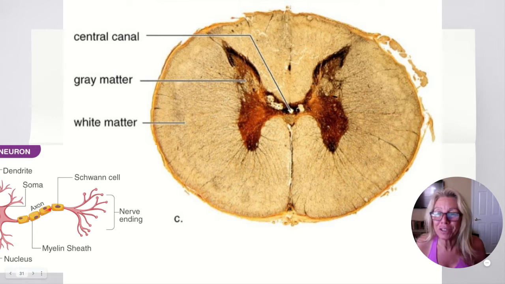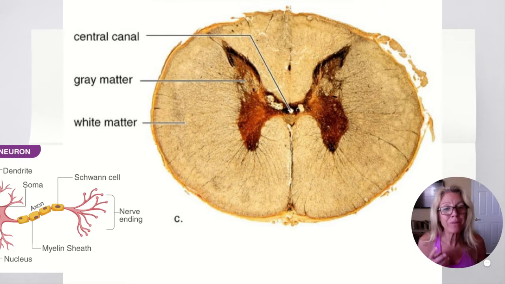These myelin sheaths right here are going around the axon. So on your notes, spinal cord structure: gray matter has cell bodies of motor neurons and interneurons. Remember, interneurons connect your sensory neurons to your motor neurons, and it looks like a butterfly. And then the white matter are all the myelinated axons. And then the central canal is filled also with cerebral spinal fluid.